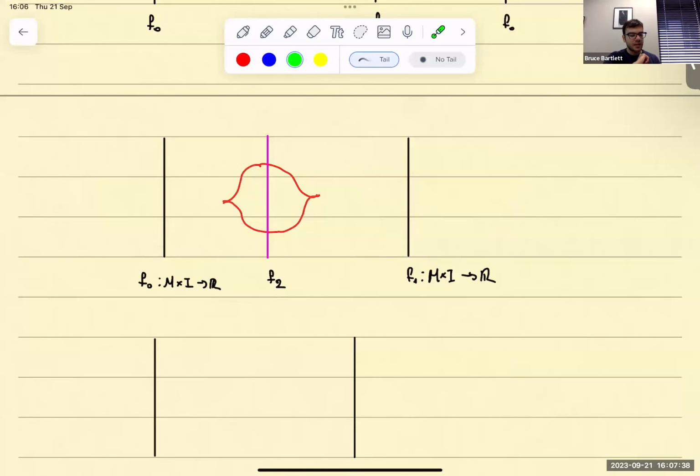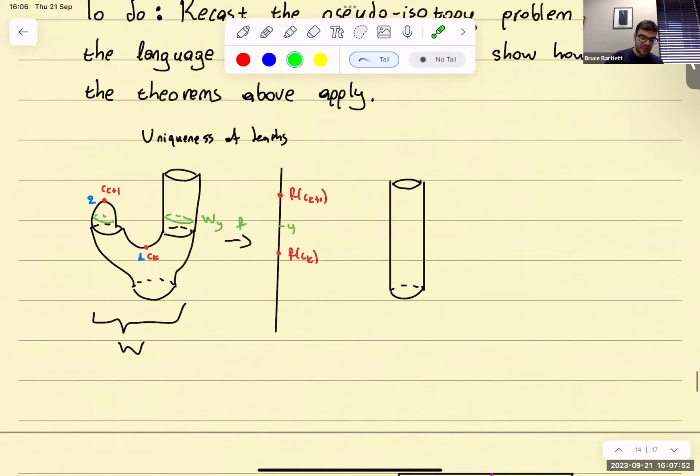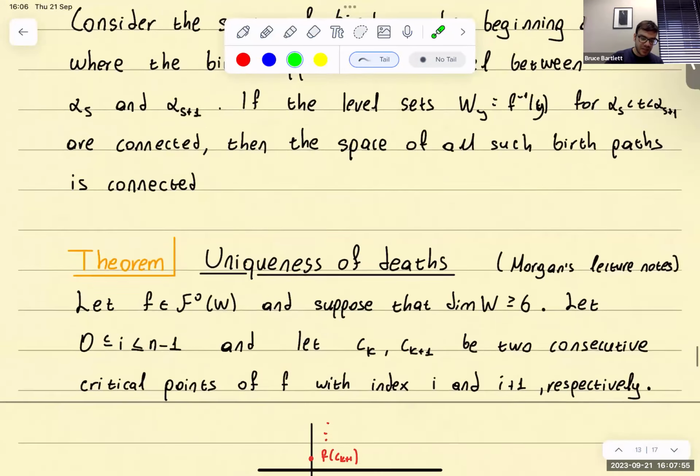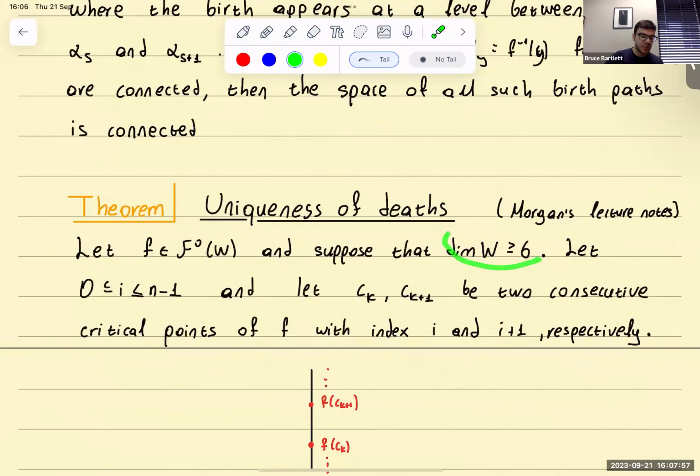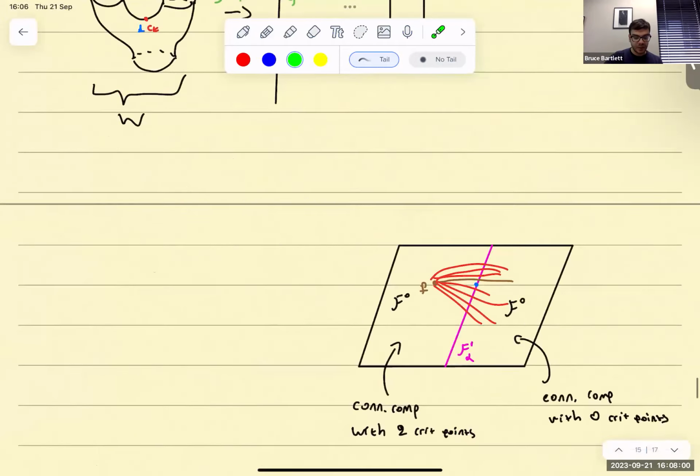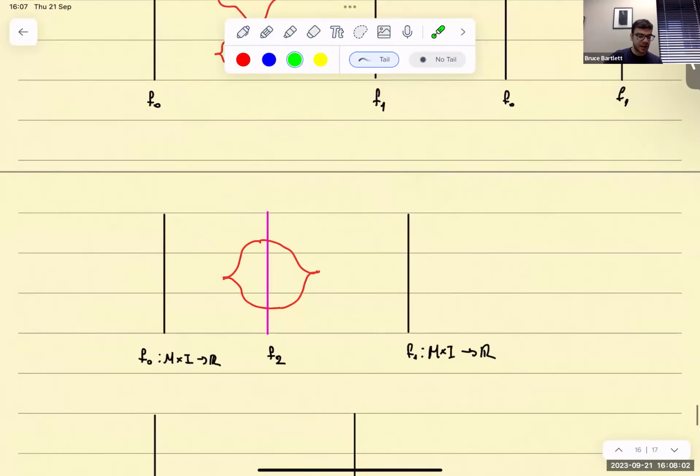Because if you remember, Cerf only proved the pseudo-isotopy theorem under conditions. What were the conditions? The dimension of M has to be greater or equal to 5, and M has to be simply connected. Which is what shows up here. See, in the uniqueness of deaths theorem, I want the dimension of the cobordism to be greater or equal to 6. Well, what's W? W is just M cross I, so the dimension of M has to be greater or equal to 5. And M being simply connected would imply that the level sets here are simply connected.